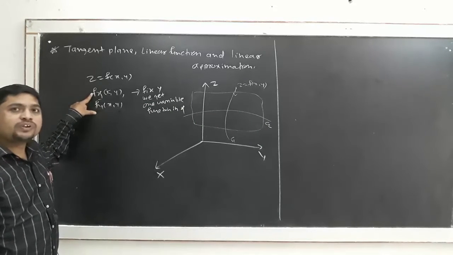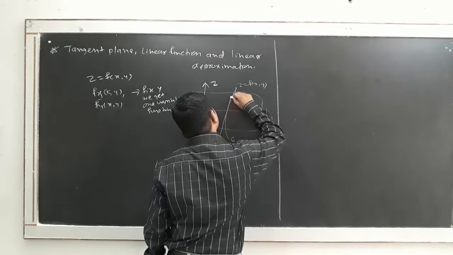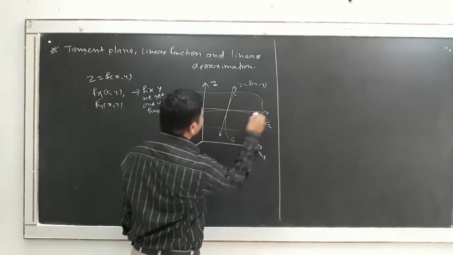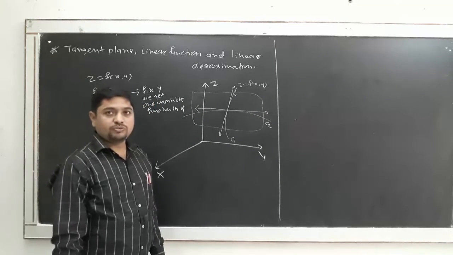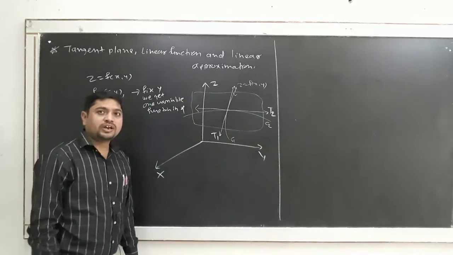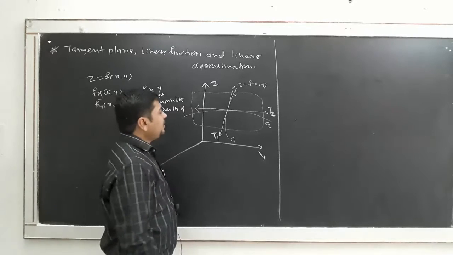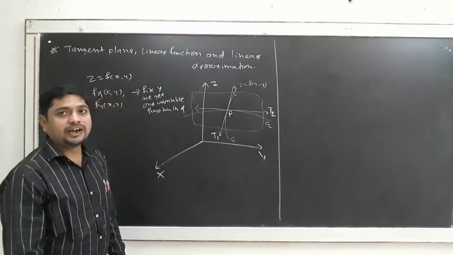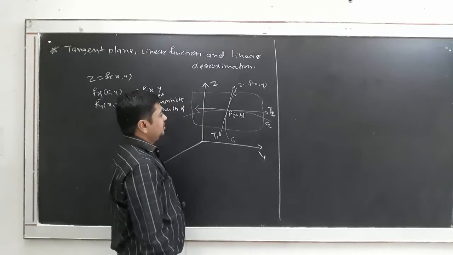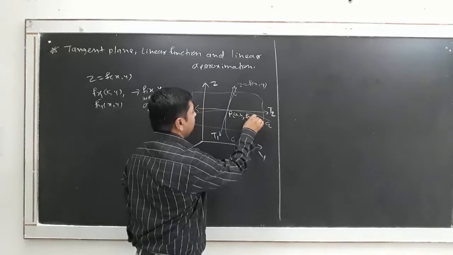Then we find the derivatives fx and fy. fx is the slope of the tangent to the curve C1. Similarly fy is the slope of the tangent to the curve C2. That is, we get the tangents T1 and T2 to the curves C1 and C2. Similarly, at a point P, with coordinates (a, b), z is nothing but f of a, b.